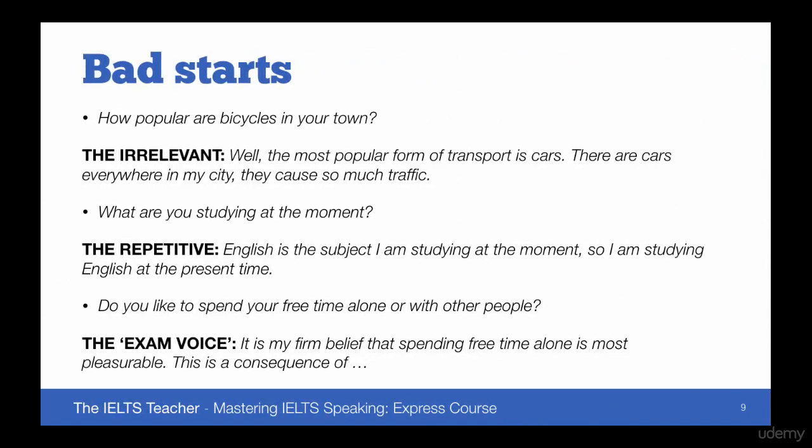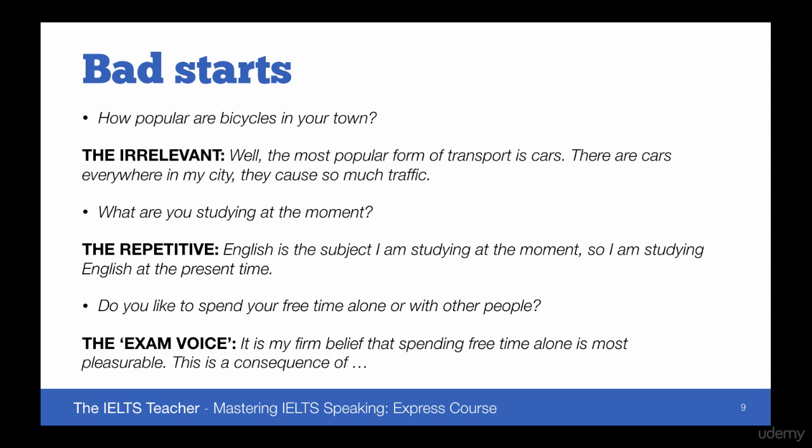Question 4. How popular are bicycles in your town? Now, the irrelevant answer. "Well, the most popular form of transport is cars. There are cars everywhere in my city. They cause so much traffic." It's fine with the vocabulary, with the grammar, with the pronunciation, but it's very much not answering the question, and that could have an impact on your score.